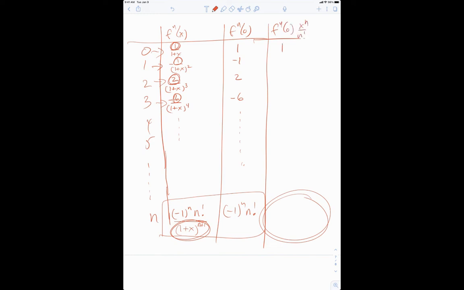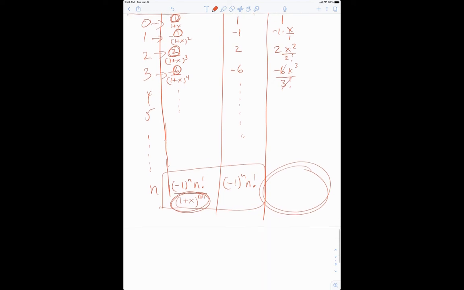So this one just gets multiplied by 1. This one gets multiplied by x over 1. This one gets multiplied by x squared over 2 factorial. X cubed over 3 factorial. So notice these are going to cancel, yeah? Because that is 3 factorial.